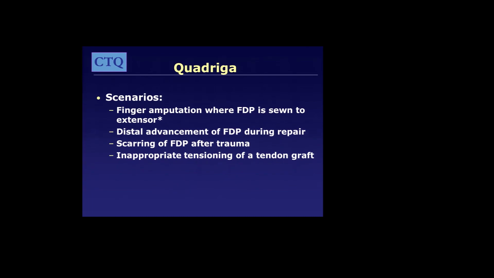Common scenarios for a quadriga are a finger amputation where the FDP is sewn to the extensor to provide padding for the tip, which limits the amount of excursion of that one specific tendon and also of the adjacent tendons with the same muscle belly. Other scenarios are scarring of the profundus tendon after trauma or inappropriate tensioning of a tendon graft.